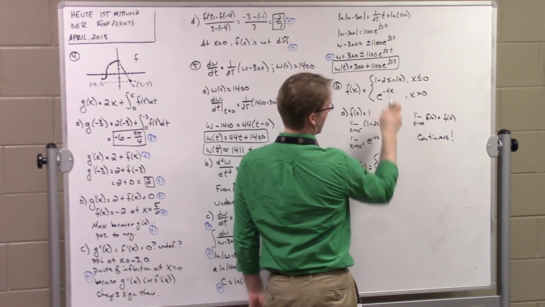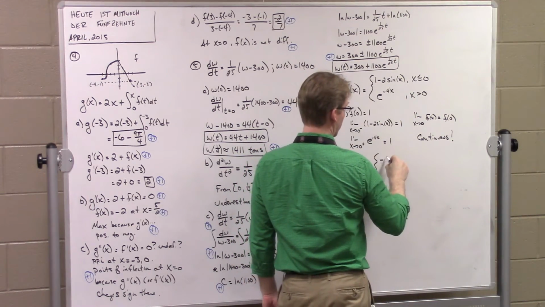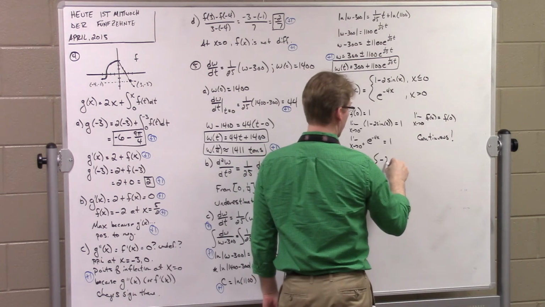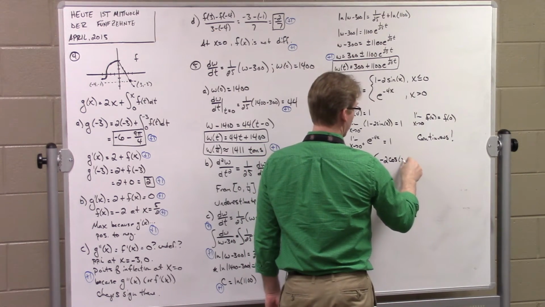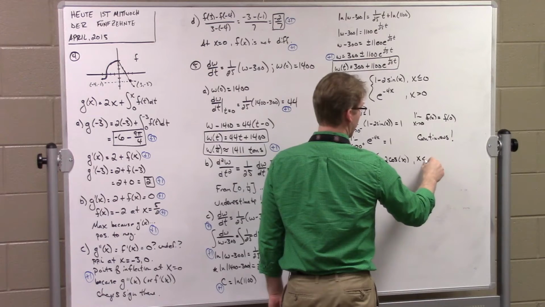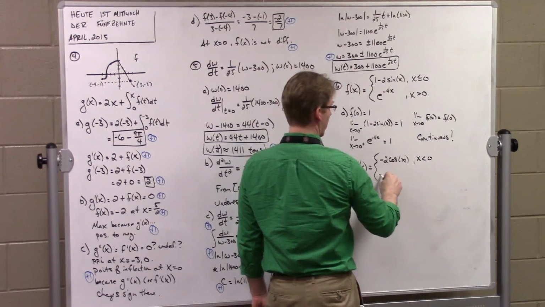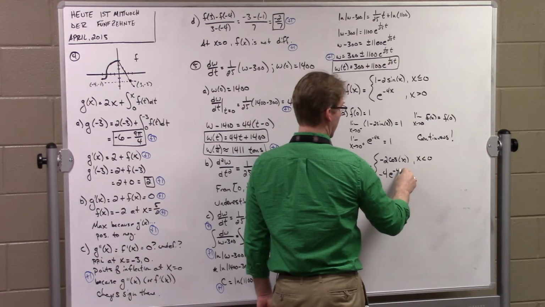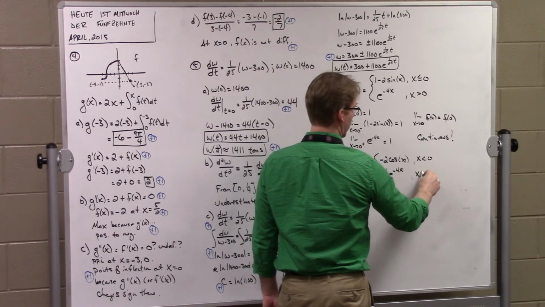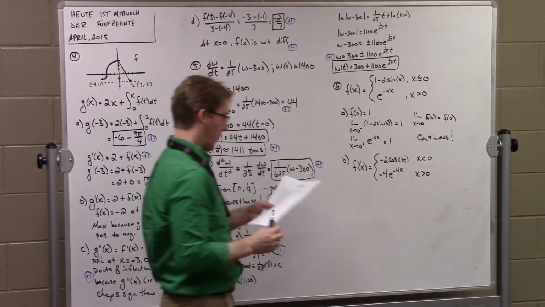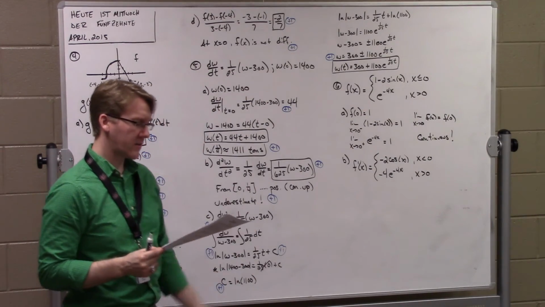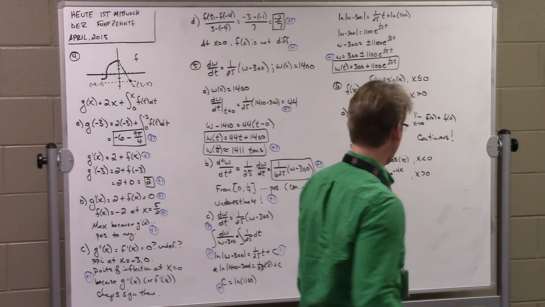Derivative here, that's gone, this is gonna be negative 2 cosine, is that right? Negative 2 cosine x for x less than 0. Derivative of this, chain rule, negative 4 e to the negative 4x for x greater than 0. Then it says, find the value of x for which f prime equals negative 3.